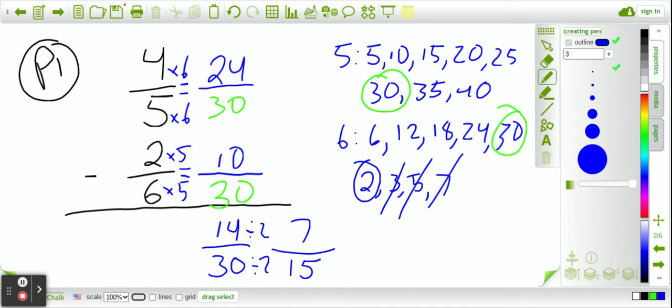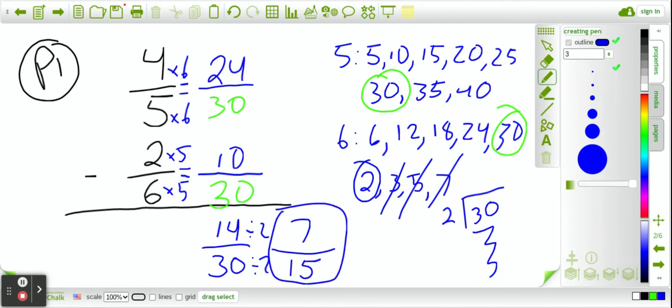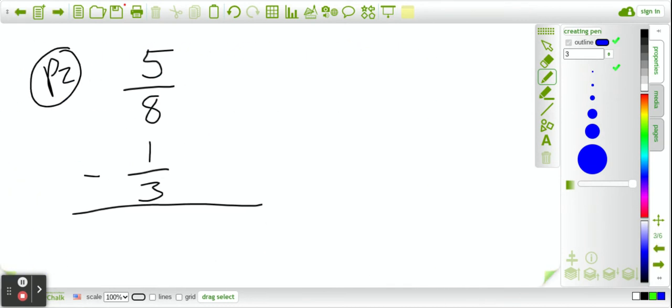Now if you don't know how to do 30 divided by 2, then you would just do your long division, show your work, and get your answer. But the simplest form of this problem is 7 15ths. All right, Mr. P's practice problem number 2. Pause the video and see how you do.